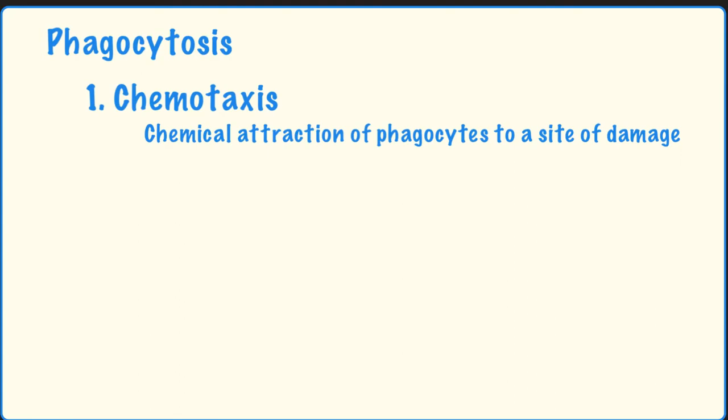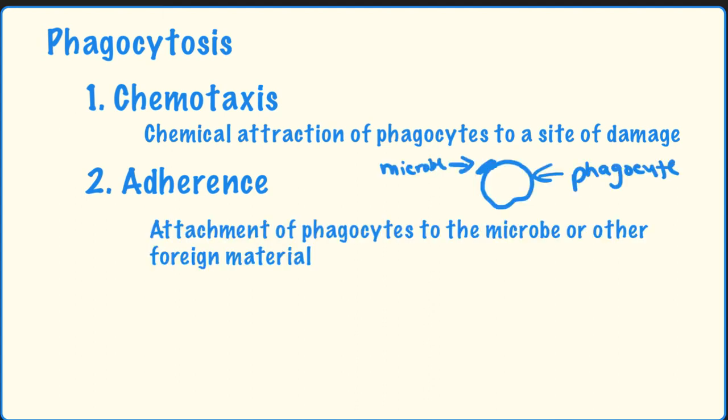The first phase is referred to as chemotaxis, and this is where phagocytosis begins because there's a chemical attraction between those different phagocytes to a different site of damage. So it can be basically called to that area by this chemical attraction. So that's the first thing that needs to happen. The second thing that happens is adherence, and this is where the phagocyte actually adheres to that particle or the foreign material, etc.